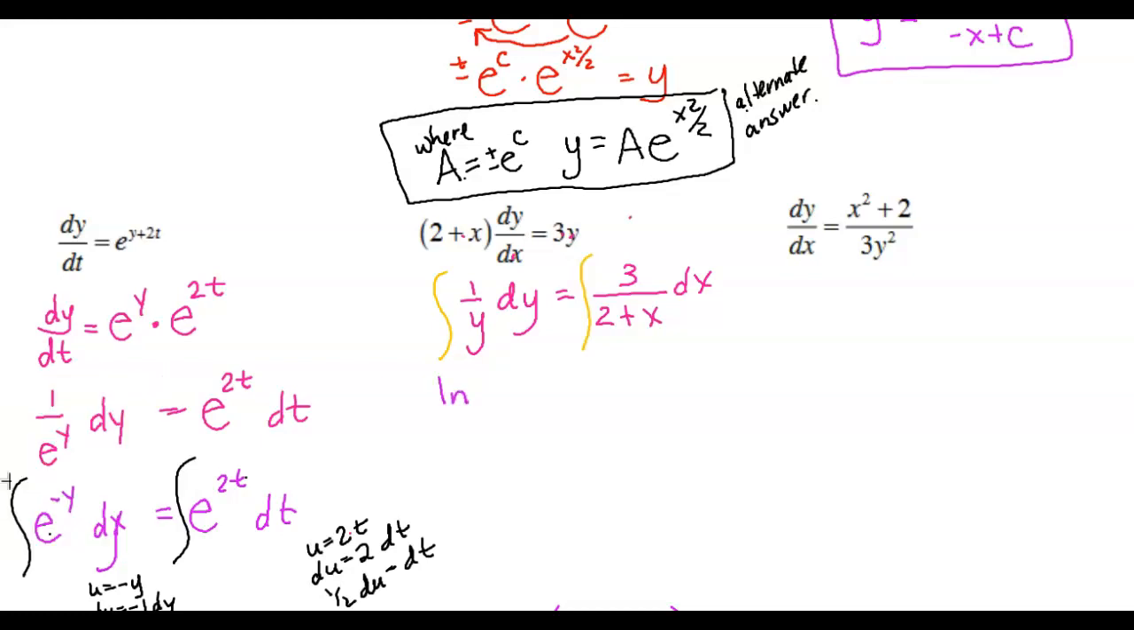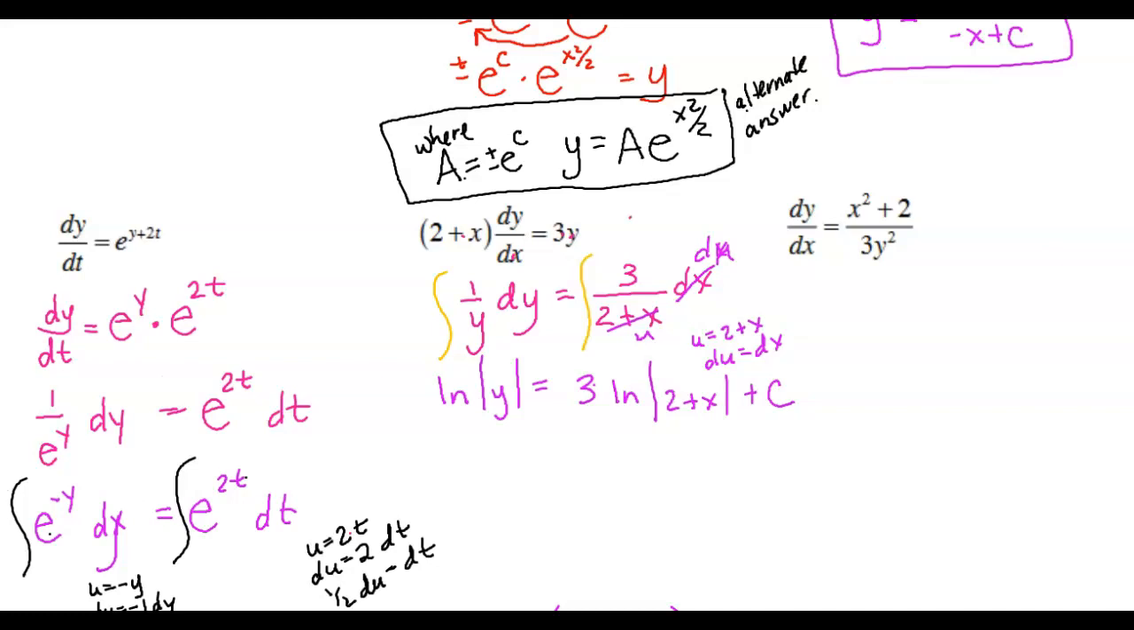So the integral here is the natural log of y in absolute value. This one is technically a u substitution. So if u equals 2 plus x, du equals dx. So I would get, this is du, I'm sorry. This is u. So I would get equals 3 natural log of u plus c. We have some options. I can bring that 3 up as a power. We can leave it alone. It's really a choice.